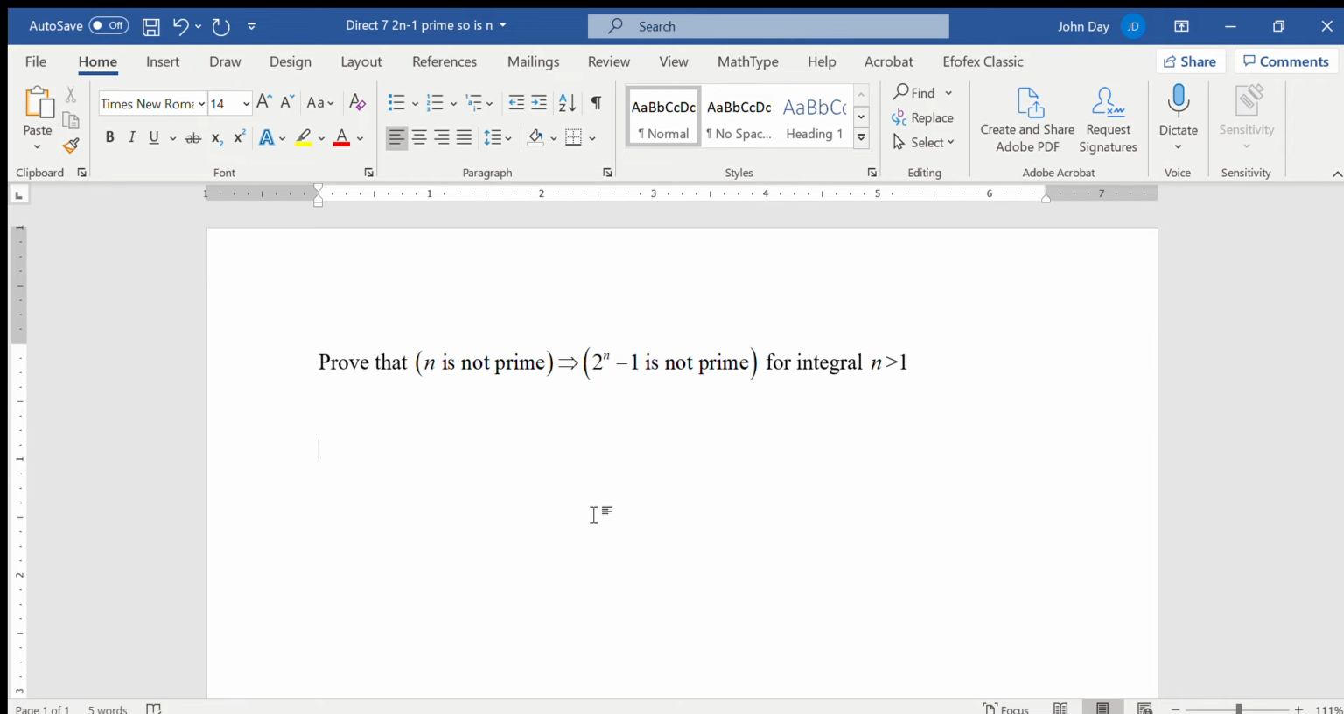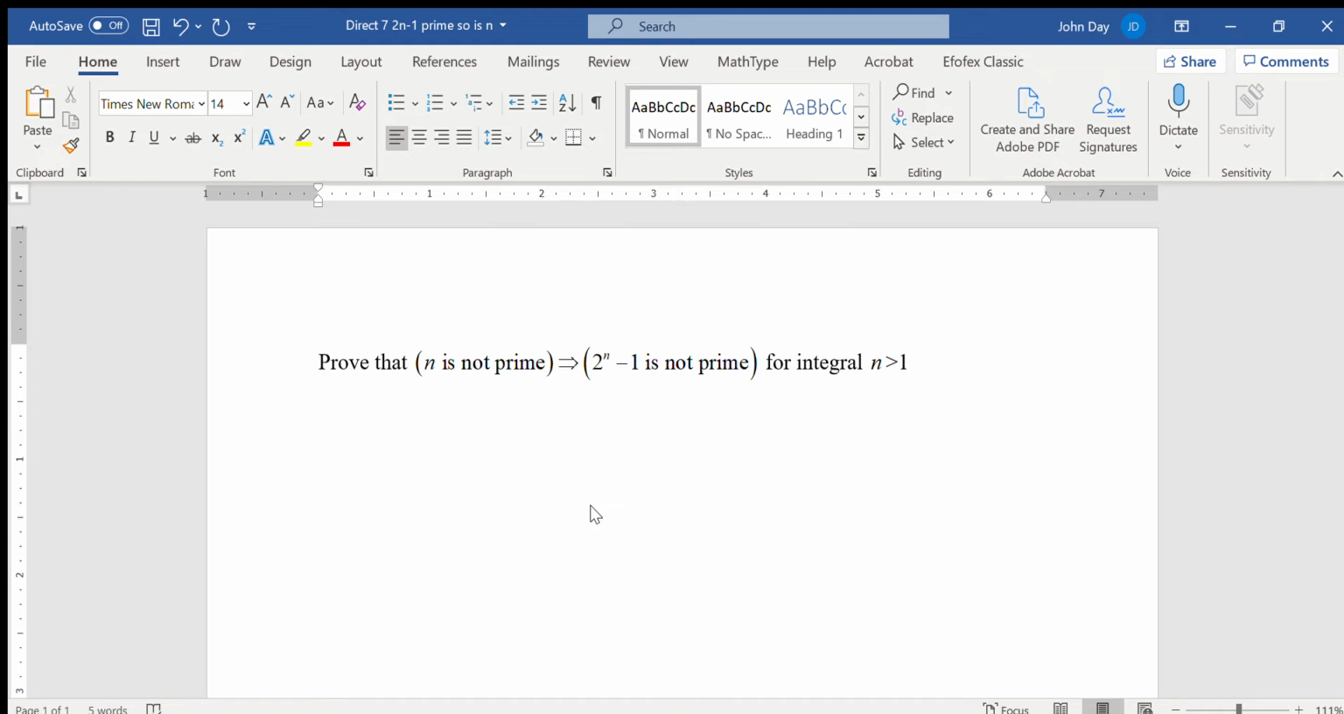All right, so prove that the fact that n is not prime implies that 2 to the power of n minus 1 is not prime for integral n bigger than 1. In order to do this, I'm going to first remind you of an identity that you should know.